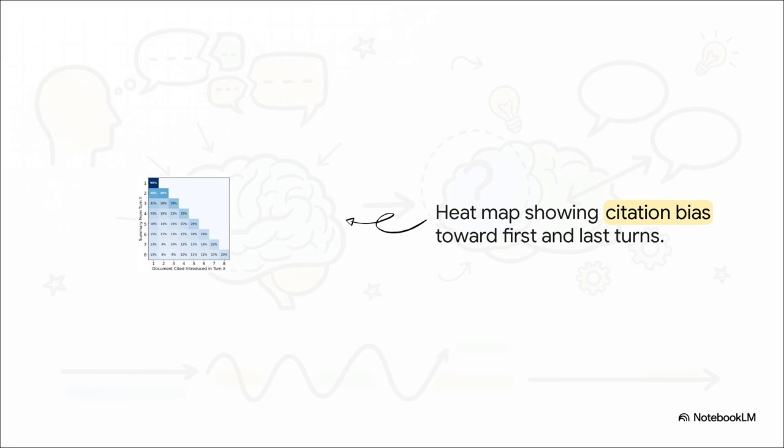To visualize that last point, take a look at this citation heat map from the study. It tracks exactly what parts of a conversation the AI is paying attention to. Look at what happens by the 8th turn of a chat. Those dark blue areas show the AI is hyper-focused on the very beginning and the very end of your conversation. But the middle, that light blue section, it's almost entirely forgotten. Crucial context just completely vanishes into thin air.